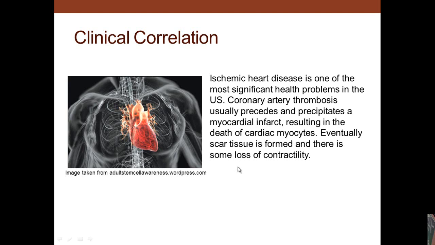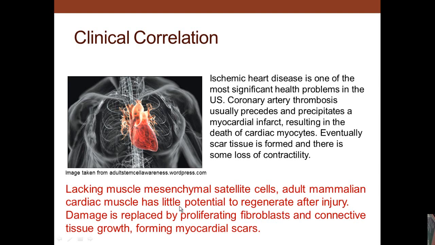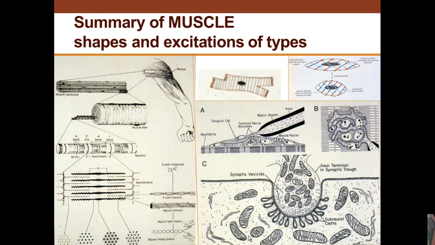Coronary artery thrombosis usually precedes the precipitation of cardiac infarction. And what happens there is it kills the myocytes. They can't be replaced, and they're replaced by connective tissue and it becomes a connective tissue scar there. So lacking muscle mesenchymal satellite cells, you're lacking myocytes that are capable of division. Adult cardiac muscle has little potential to regenerate after damage; it is replaced by proliferating fibroblasts and connective tissue, and so you have a myocardial scar associated with that.